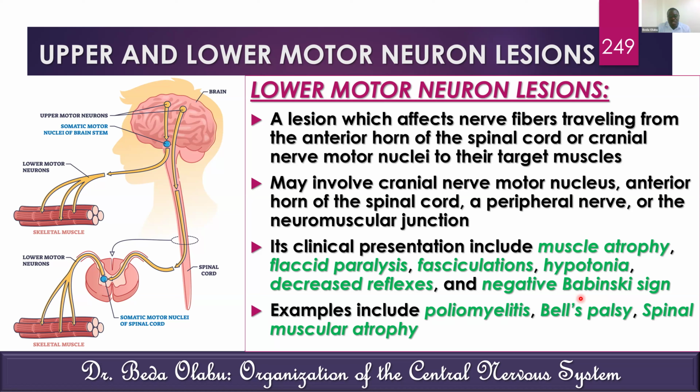Examples of diseases that can give you lower motor neuron lesions include polio. Generally, polio affects the anterior horn cells of the spinal cord, giving you paralysis, and that's why polio is also associated with atrophy. Bell's palsy is a disease that affects the facial nerve as it passes through the ear. Usually when it's passing through the temporal bone, it may get some inflammation, usually caused by viral infection. So that's still a lower motor neuron lesion. Spinal muscular atrophy is a congenital disorder that affects the anterior horn cells of the spinal cord, associated with degeneration of these neurons. So that's lower motor neuron lesions.